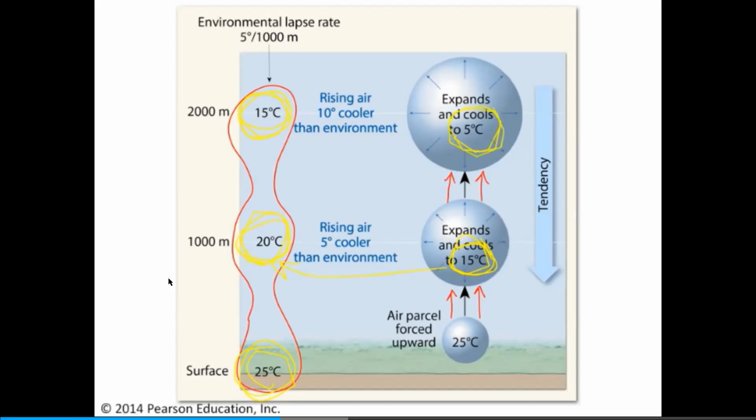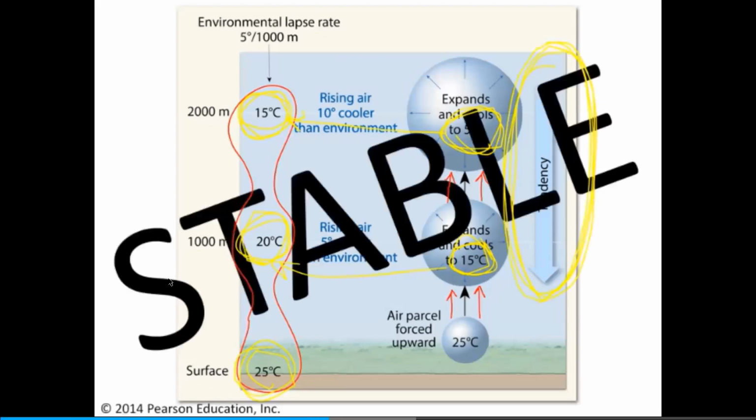It would expand even further, it would cool even further. Now it's 5 degrees in its temperature, and that is 10 degrees cooler than the surrounding air, which is at 15 degrees. So the overall tendency, this arrow over on the far right, the overall tendency is for that air to want to sink back down towards the ground. So in other words, we would describe this air as being stable.